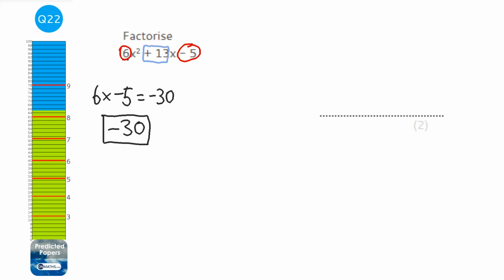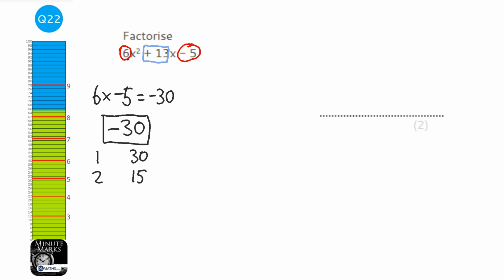So if I just do some number pairs, I could have 1 and 30. Now, you know that 1 times 30 is positive 30, but I just look at it and go, well, if it was minus 1, that would make 29 when you add them together, and that's not going to get 13. If it's minus 30, that would make minus 29, so there's no way I can make the 13 with those two numbers. Next one I try is 2 and 15.